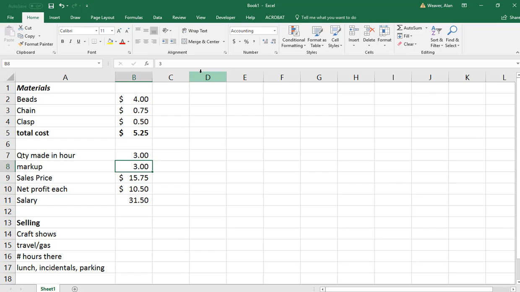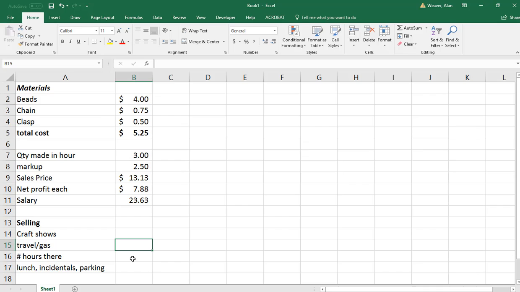But then we're saying maybe I should only mark it up 2.5 times. I'm making $23.63 an hour. But when you factor in, let's say, driving 2 hours to the craft show, plus the gas, the number of hours there, sitting there, and if it's a rainy day, you ain't gonna make squat.